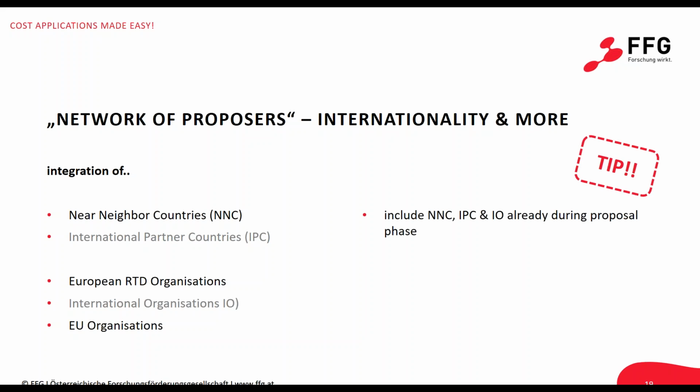Our tip here would be, if you intend to do that, to include these partners already during the proposal phase. They do not count for the minimum criteria of these 7 partners, but it is easier to integrate them into the COST Action when they have already been part of the proposal than when you add them later. You can still do so, it's not a problem, but it is a bit more of an administrative task than if they are already part of the proposal.